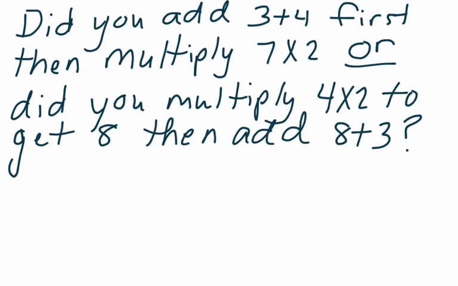When you decided what you were going to do, did you add 3 plus 4 first, then multiply 7 times 2? The 7 came from adding 3 plus 4. Or did you multiply 4 times 2 to get 8, and then add 8 plus 3?